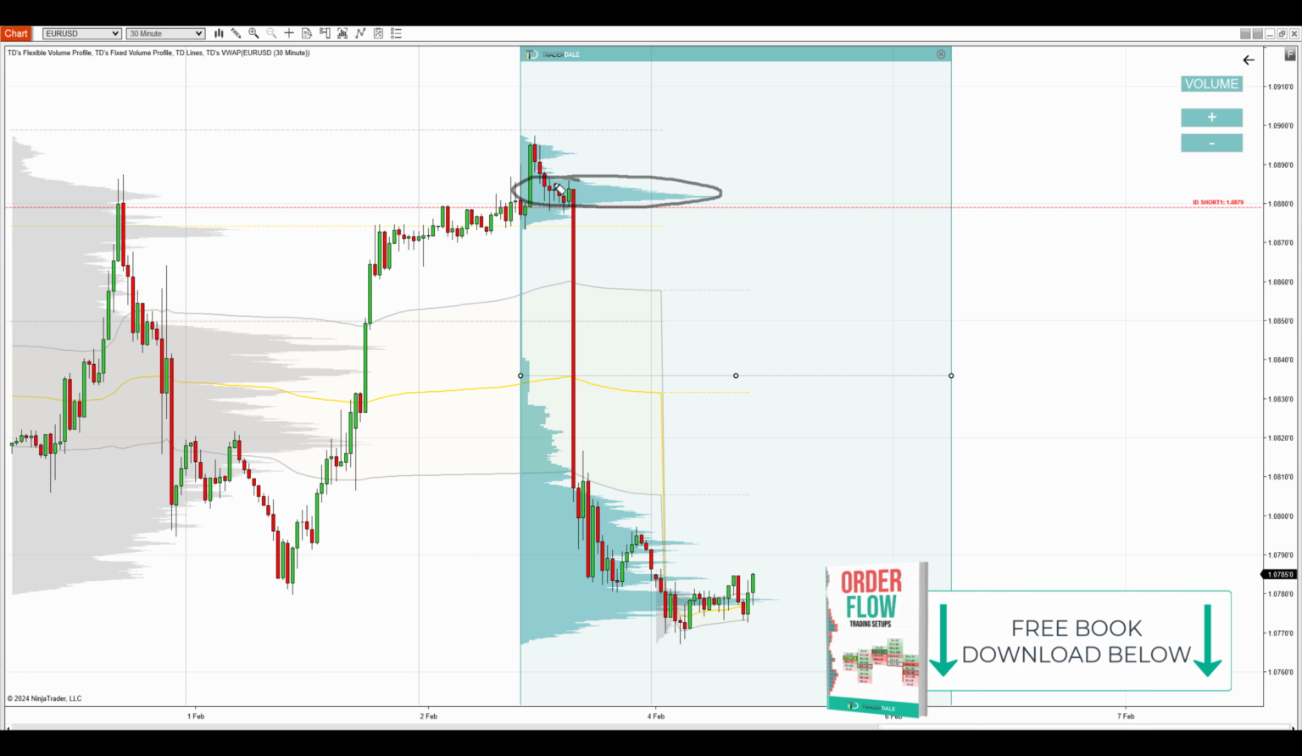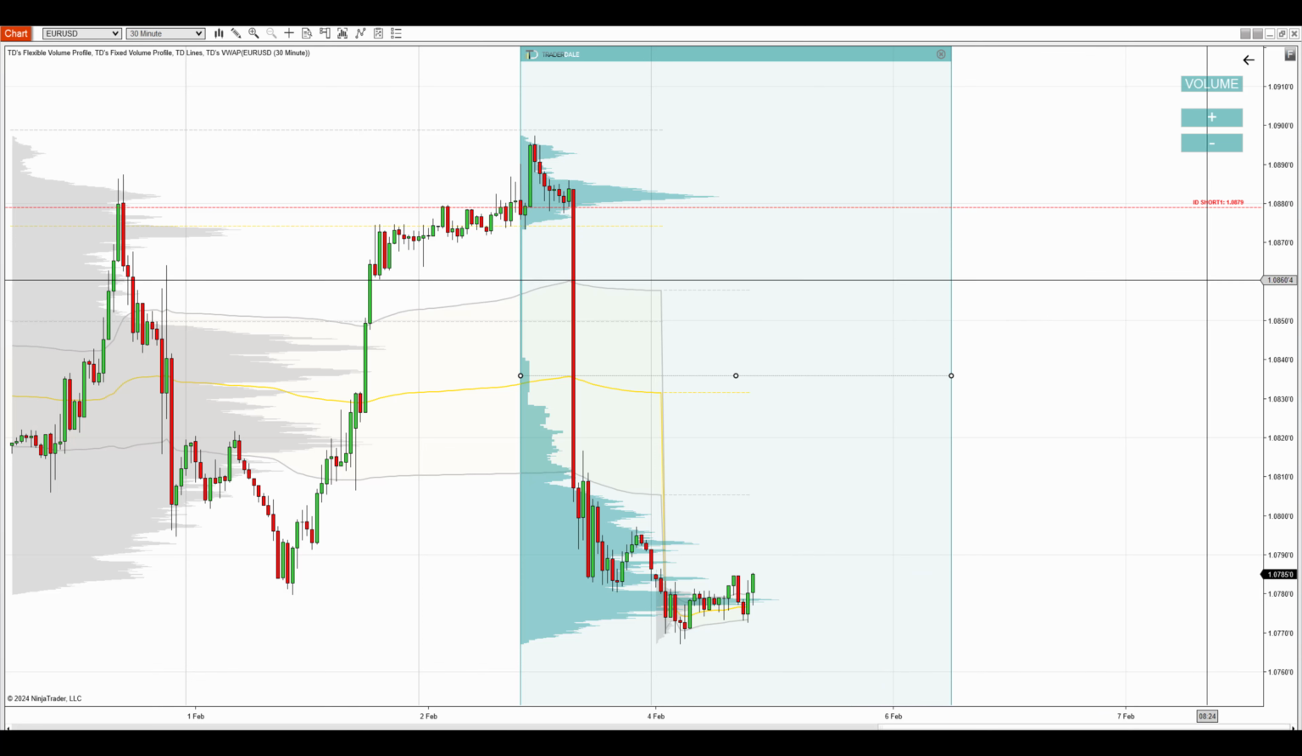So that's my thinking about euro dollar. The only thing that we need to do now is just wait for the price, and if it reaches this zone, then take a short from there.